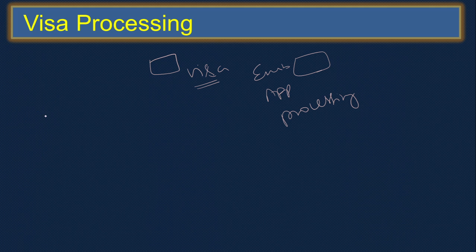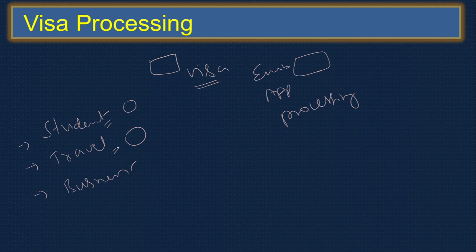Now, as far as visas are concerned, there are three types. One is the student visa, which means you want to go abroad to study. The second one is the travel visa, where you would like to travel to another country. The next one is the business visa. In the case of a business visa, the process may be a little lengthier. For the student visa, once you get admission to a college, you usually get the student visa. For the travel visa, your travel agent will get it. In all these cases, we need to apply to the embassy and then the embassy has to do the processing.